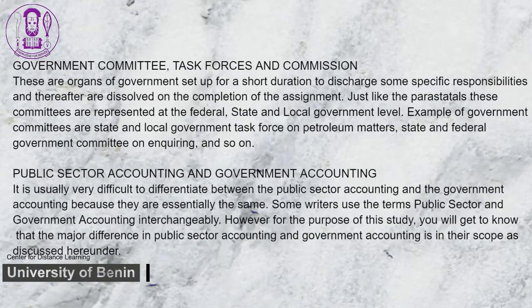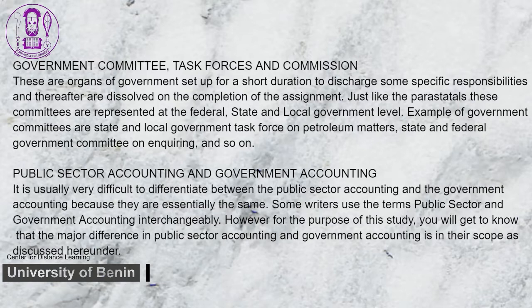Government Committee, Task Forces, and Commission. These are organs of government set up for a short duration to discharge some specific responsibilities and thereafter are dissolved on the completion of the assignment. Just like the parastatals, these committees are represented at the federal, state, and local government levels. Examples of government committees are state and local government task forces on petroleum matters, state and federal government committees on inquiring, and so on.